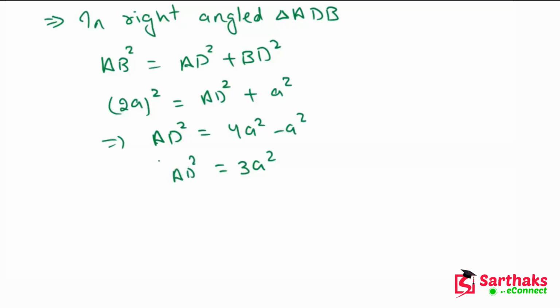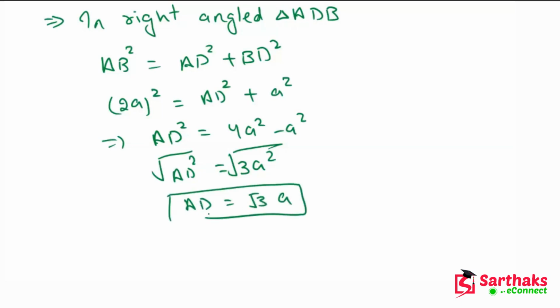Okay, and if we take under root both sides, we get AD is equal to root 3A. So we have the value of AD as root 3A. I hope you understand these things.